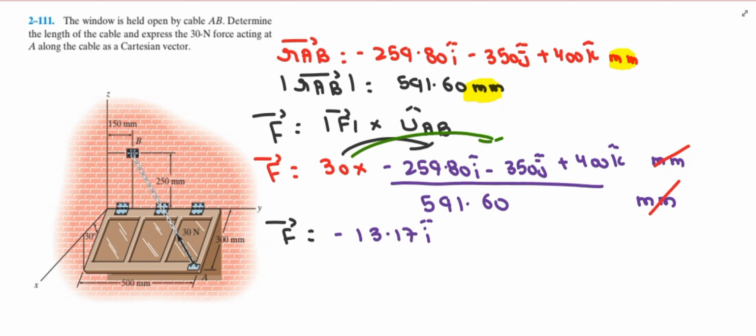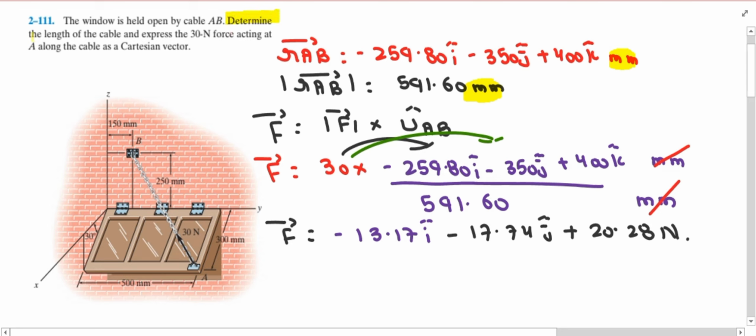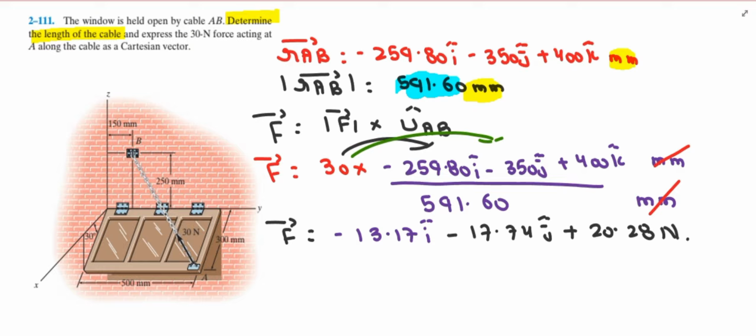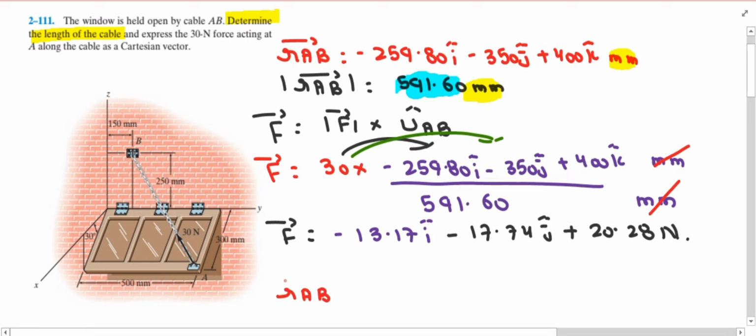And I just spotted another thing here. The question demands that we determine the length of the cable too. So the length of the cable is 591.60 millimeter. If you wish to convert this millimeter into meter, the RAB position vector magnitude, which represents the length of the cable, is 591.60 millimeter.